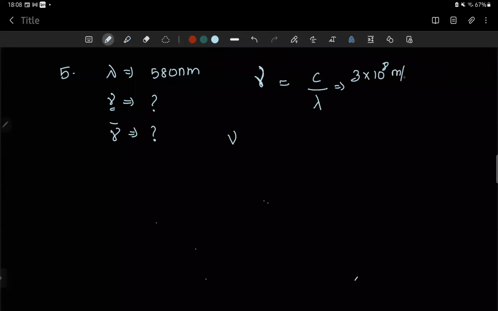8 meter per second. இங்க lambda என்ன கொடுத்திருக்காங்க 580 into nanometer கொடுத்திருக்காங்களா, so அத மீட்டரா கன்வெர்ட் பண்ணா 10 to the power minus 9 meter. So this meter and meter will be getting cancelled. Correcta? So அப்ப என்ன வரும் 3 into 10 to the power 8 divided by 580 into 10 to the power minus 9. என்ன calculation, என்ன answer வரும் சொல்லுங்க?